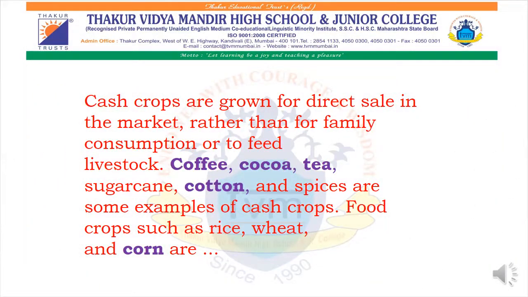Look at here, students. Cash crops are grown for direct sale in the market rather than for family consumption or to feed livestock. Coffee, cocoa, tea, sugarcane, cotton and spices are some examples of cash crops. Food crops such as rice, wheat and corn.